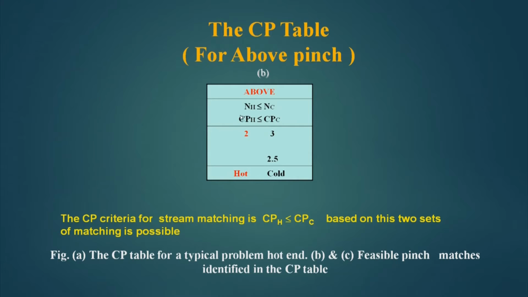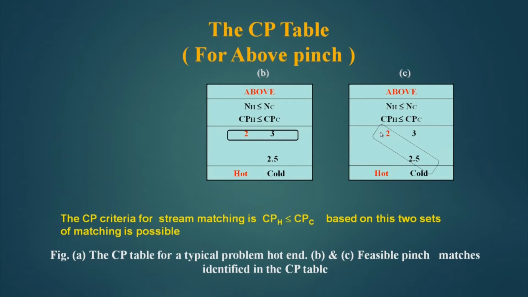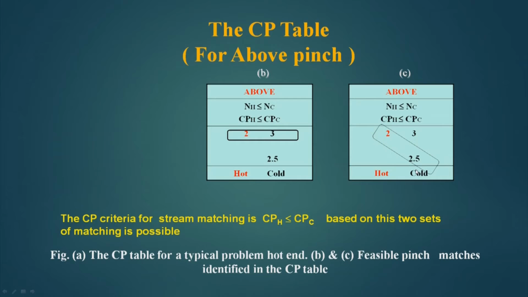Now, we have to see that this criteria is fulfilled or not while placing matches. So, I can match this because here CPC, which is 3, is more than 2. So, this pinch match is permissible, and this is also permissible because 2.5 is more than 2. So, this match is permissible. So, I have a freedom to do the matching. I can match 2 with 3 or 2 with 2.5. So, both matches are perfectly all right for above the pinch region.